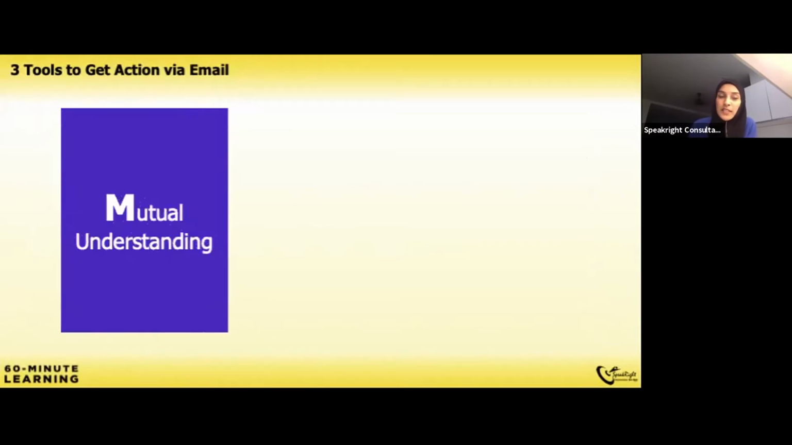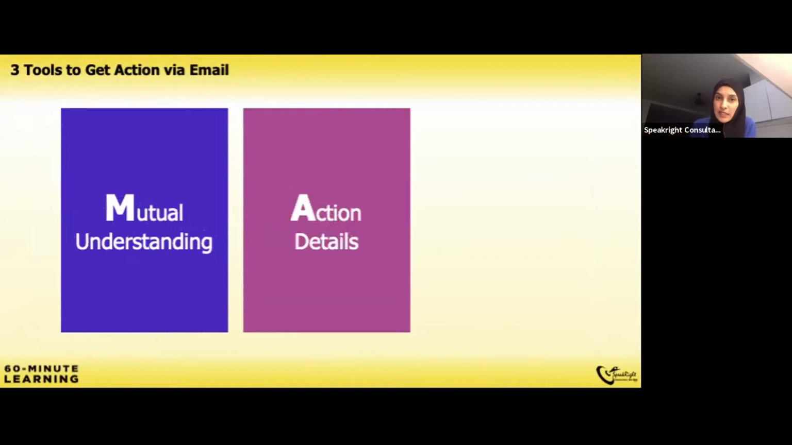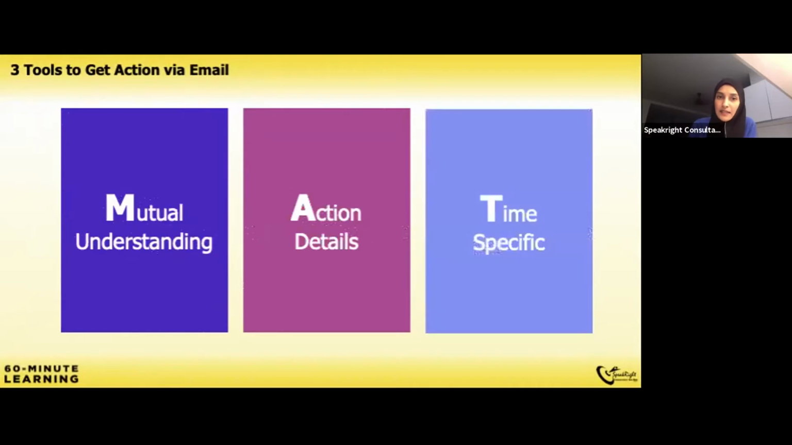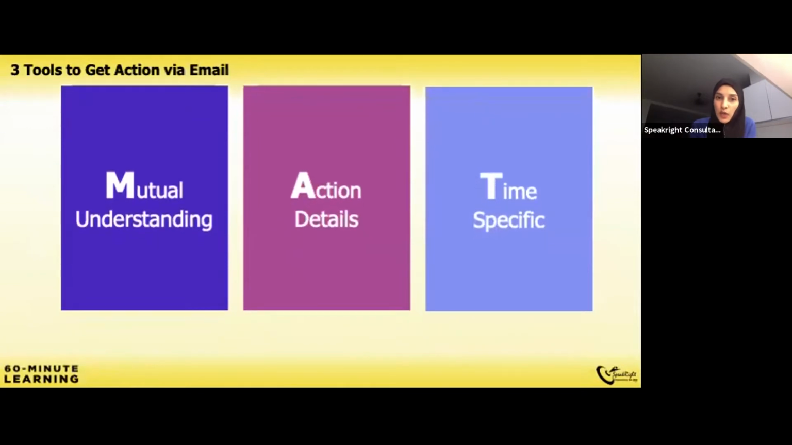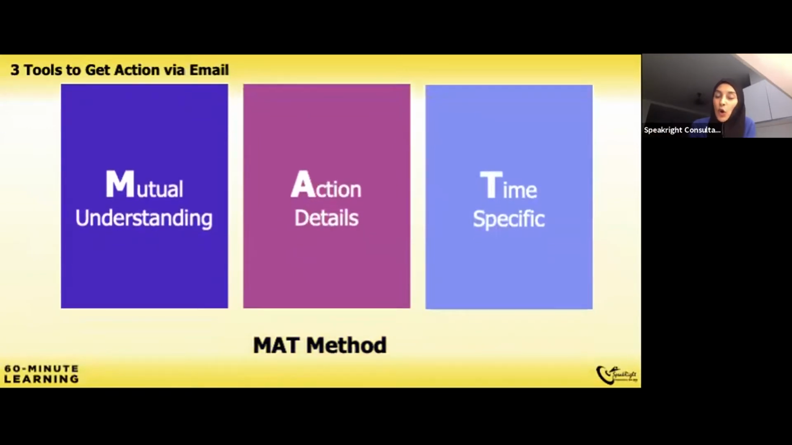Now, M here is mutual understanding. I'm going to explain to you in detail what I mean by mutual understanding. But in the MAT technique, the first one is mutual understanding. The second one is action details. And the third one is time specific. So this is what we call the MAT technique or MAT method, whereby if we use this method in writing our email, we will most likely get the response that we want, not any kind of response, okay?